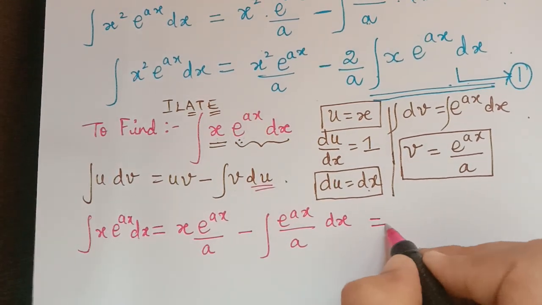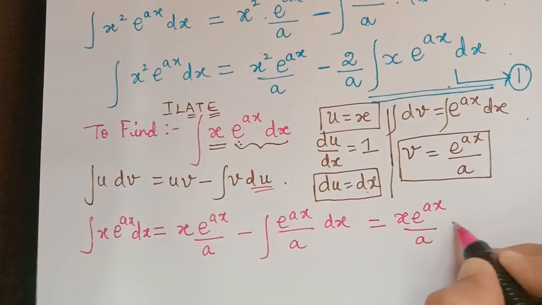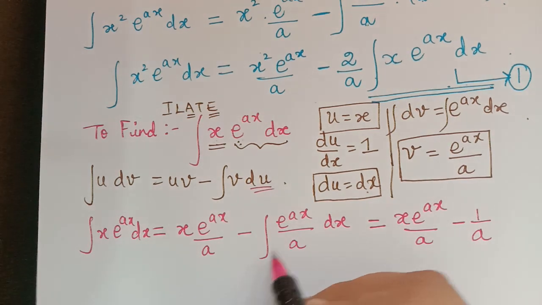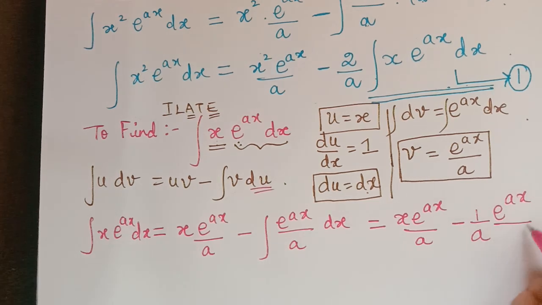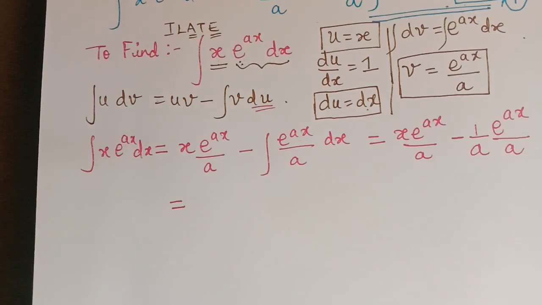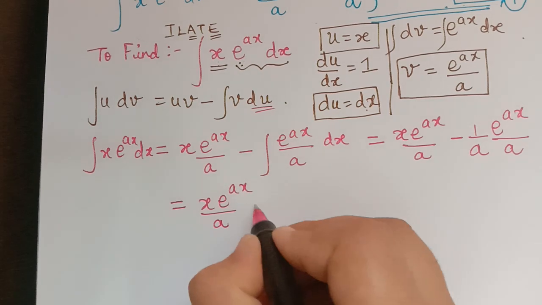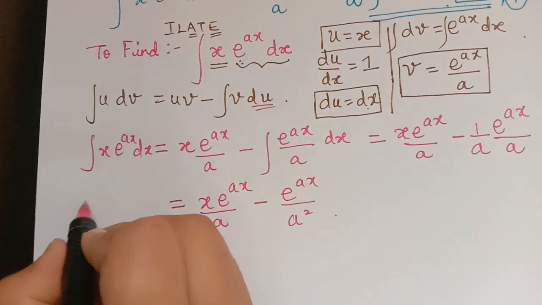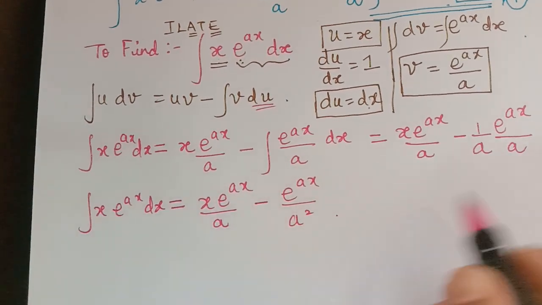So this is equal to further x e power ax divided by a minus 1 by a. And what is the integral of e power ax? It is e power ax divided by a. And so finally we obtain this to be equal to x e power ax divided by a minus e power ax divided by a square. So therefore integral x e power ax dx we have evaluated.